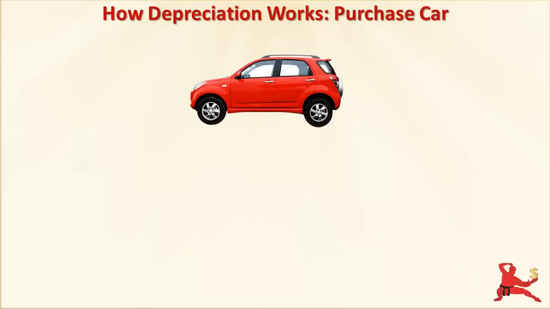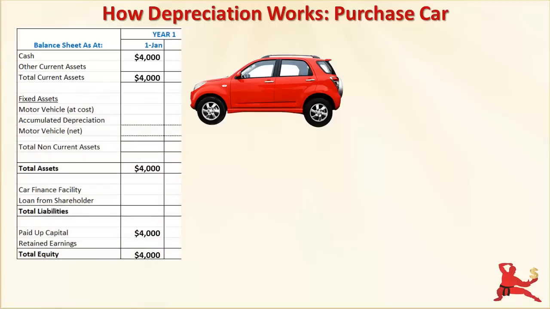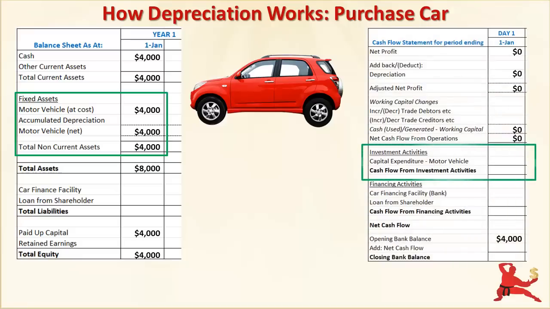Let's use a car as an example to see the effect of depreciation on your financials. I'm going to use a simple balance sheet so that we can focus only on fixed assets, that's the car, and depreciation. Let's say the business already has $4,000 in cash, and that cash came in by way of capital you put in. Your business buys the car for use in the business on the first day of January. The car costs $4,000. The car will show up in your balance sheet under fixed assets. In your cash flow statement, the cash flows for that first day of January will show the purchase of the car as capital expenditure under investment activities.